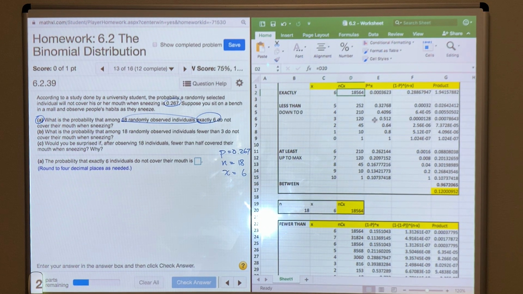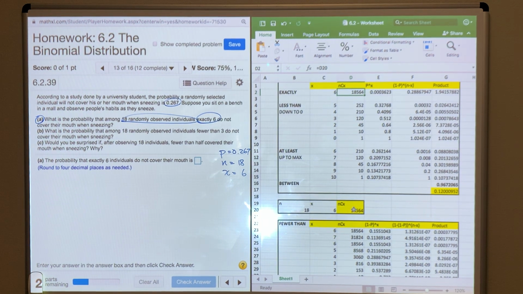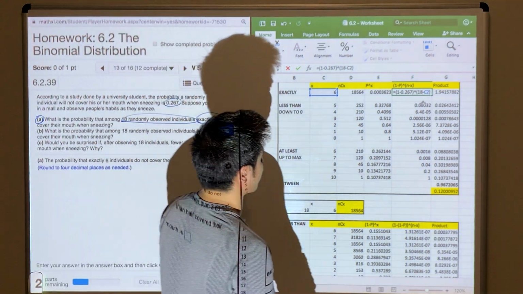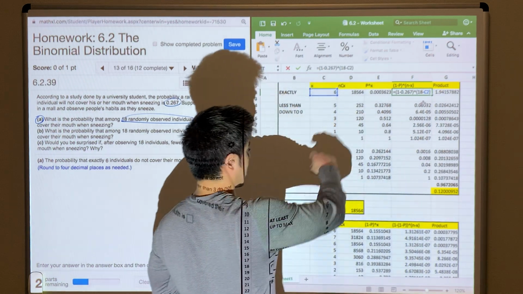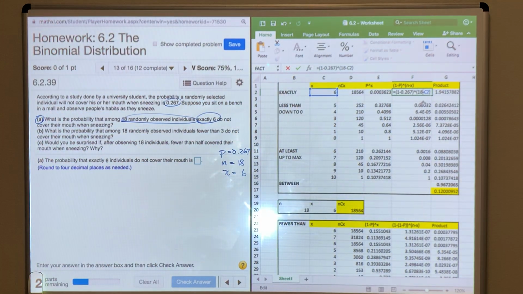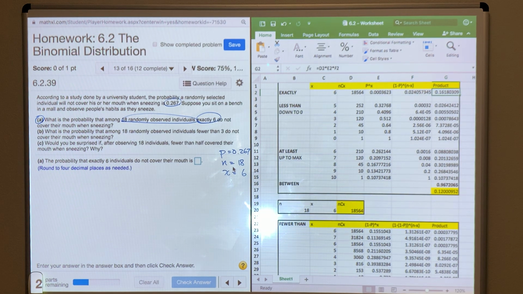My NCX is 18,564. I calculated it right here, 18C6. Then my P to the X, my exponent is 0.267 to the power of my X. Then my 1 minus the 0.267 to the power of 10. Oh, nope, that's not right. My N is not 10 in this case, it's 18. Okay, be careful. So you guys are probably not making these mistakes, but I'm just kind of all over the place because I was reusing formulas. And there you go. There's my probability.